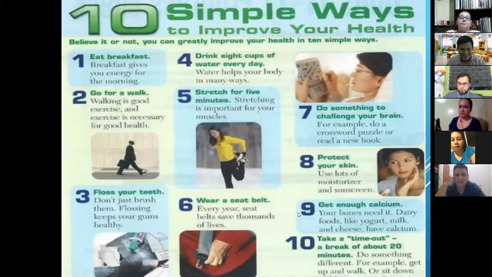Okay, number 9. Yeah. Rebecca. Good job, Rebecca. Number 9. Your bones need calcium. Daily foods like yogurt, milk, and cheese have calcium. Okay, very good job, Rebecca. Thank you. Okay, Leticia, we're gonna finish with number 10. Take a break of about 20 minutes. Do something different, for example, get up and walk or sit down. Or sit down, right?